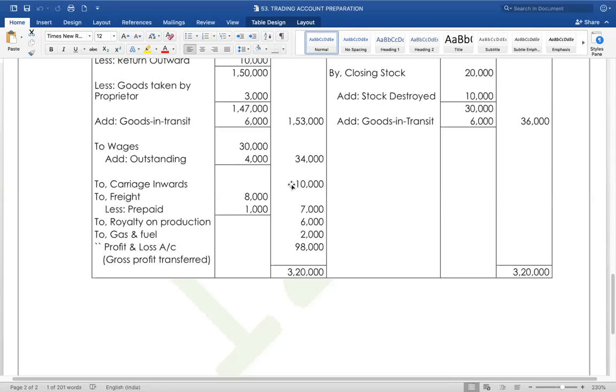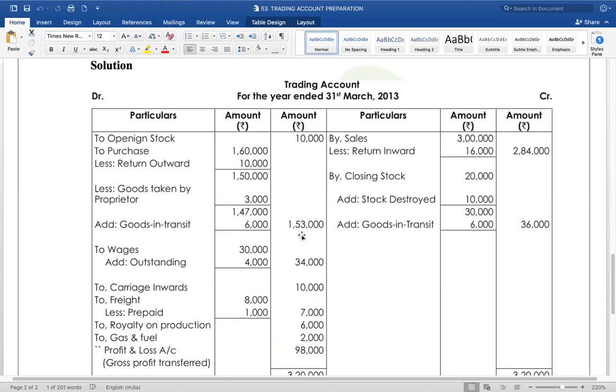Then there's a carriage inward, 10,000. That is also taken. There is no adjustment. Therefore, you have taken it directly in the amount column, right? There's an adjustment here. Therefore, you have taken it in the inner column, and the ultimate figure of 7,000 is taken to the outer column. And there's a royalty on the production you're paying. Okay, that's 6,000. That's an expense debit. Then gas and fuel, okay, that's part of your trading account, 2,000, right?